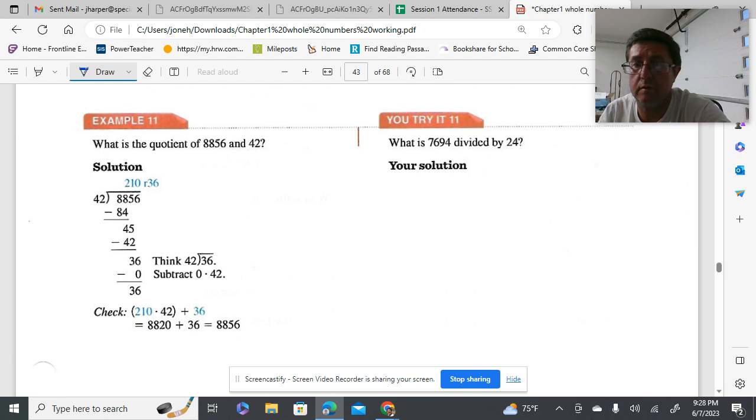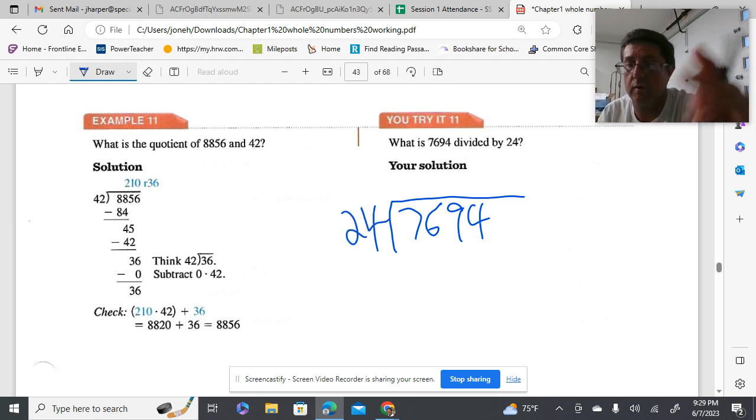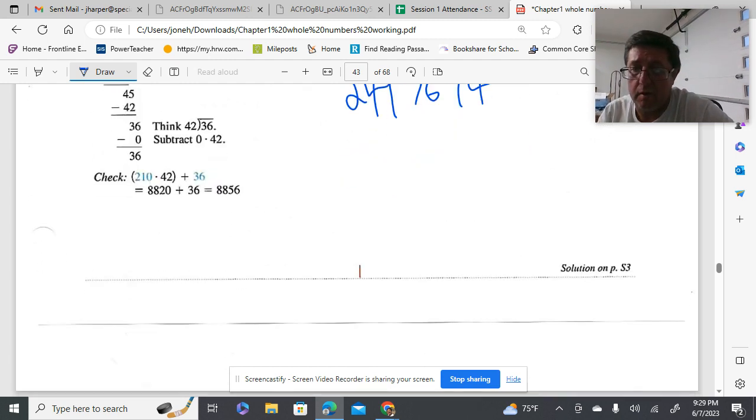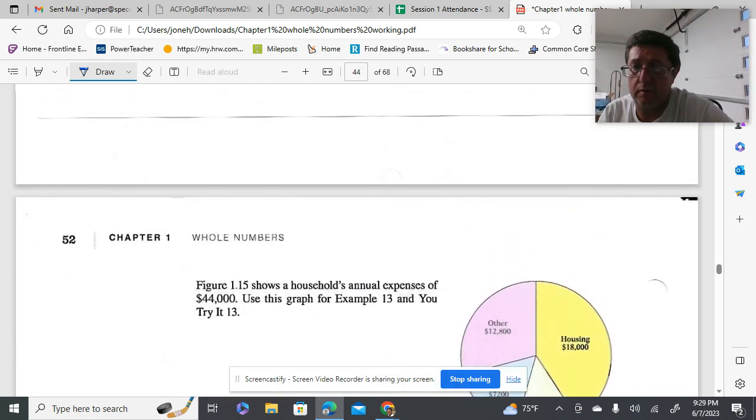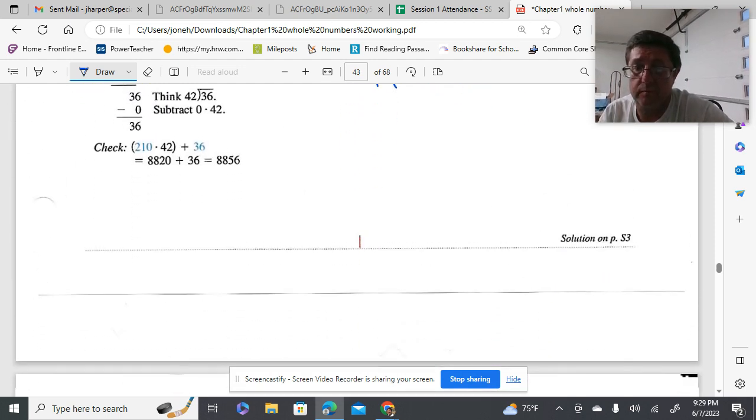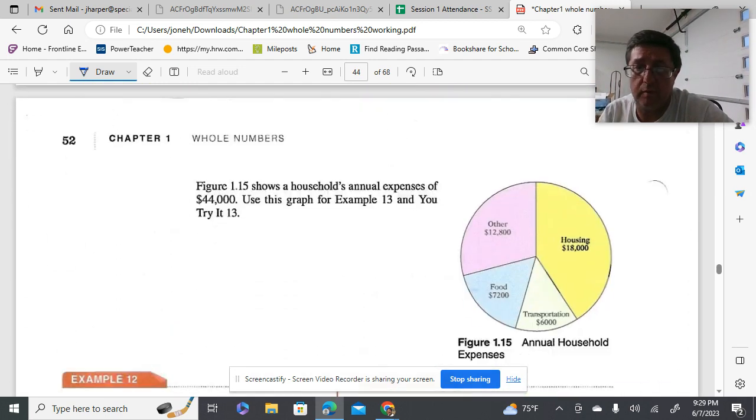So let's do 7,694 divided by 24. You guys can do that on your own. A number like this, most everyone would use a calculator to solve it. So do not feel bad.